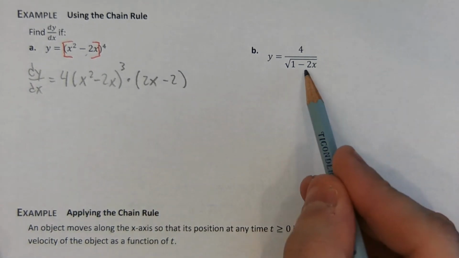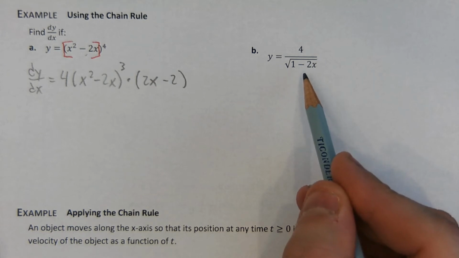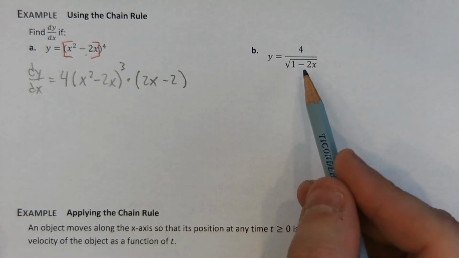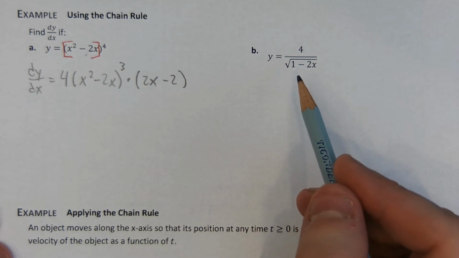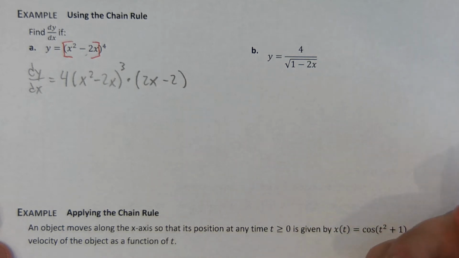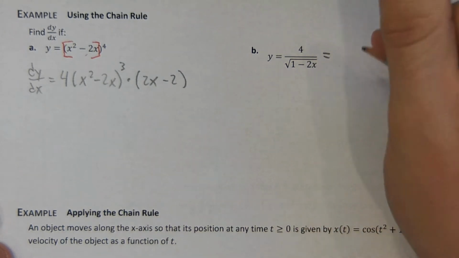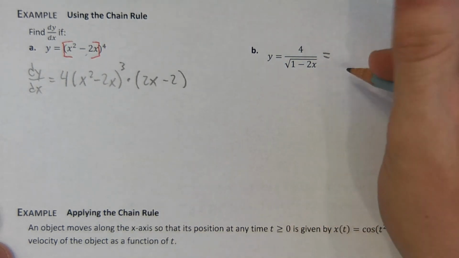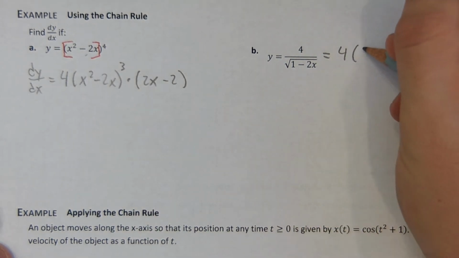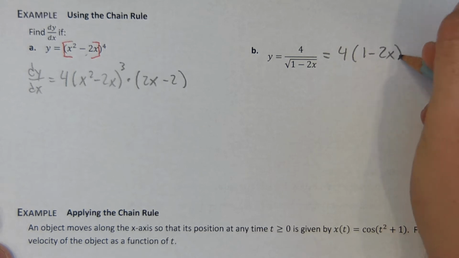Since the argument of this radical is anything other than an x, it has a derivative that's something other than 1, which means we need to use our chain rule. I don't want to use the quotient rule, so instead I'm going to bring this radical up to the top as a negative exponent. This way, I can use the power rule again.